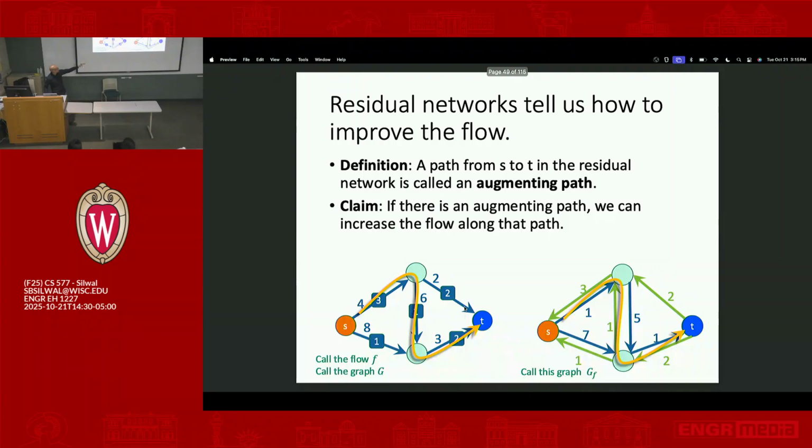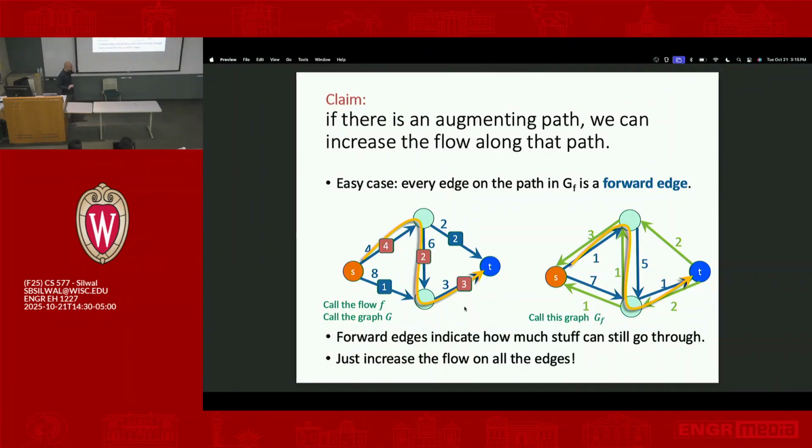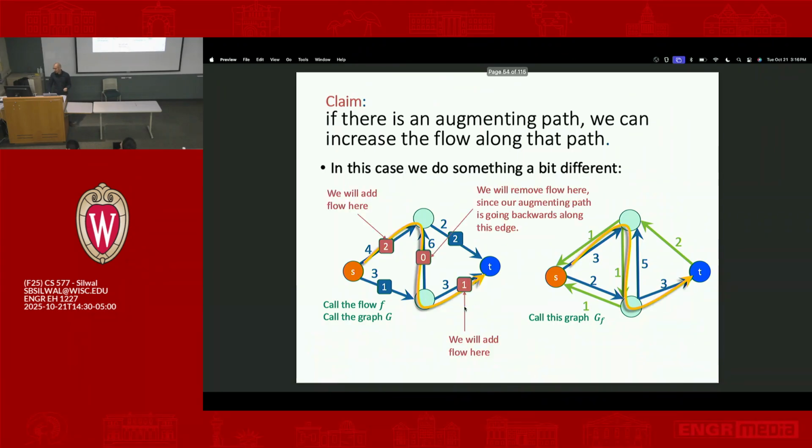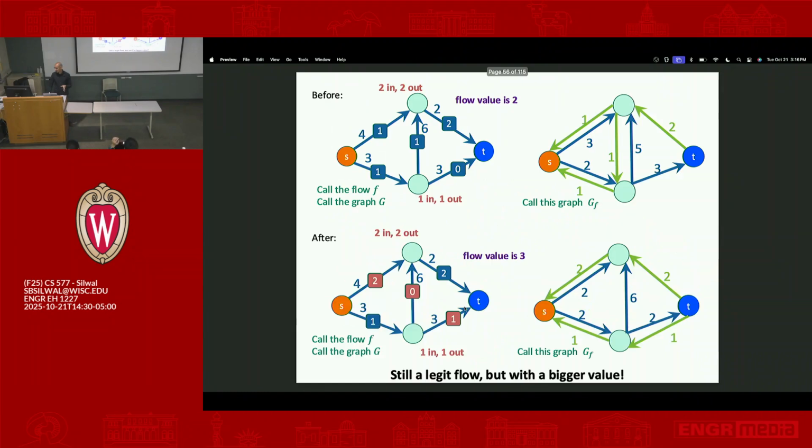So let's go back to this case, which is much simpler to understand. Essentially, this case is essentially the same as the other case. It's just a little bit weirder to think about, like we're canceling stuff. But intuitively, it's still helping us find paths from S to T where we can send flow. Okay. All right. So now let's see why this is valid to do.